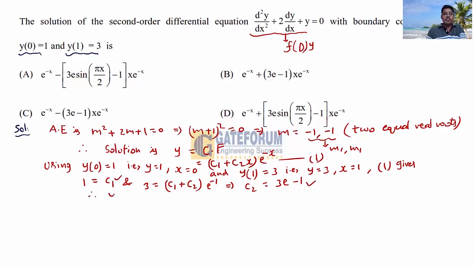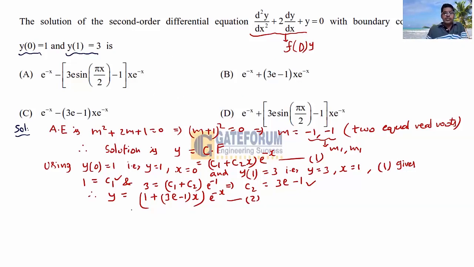Therefore, back to the equation, substitute there. y is equal to (c1, that is 1, plus c2 e minus 1 into x) into e to the power minus x. So what they are asking is the value of the solution directly, equation 2.